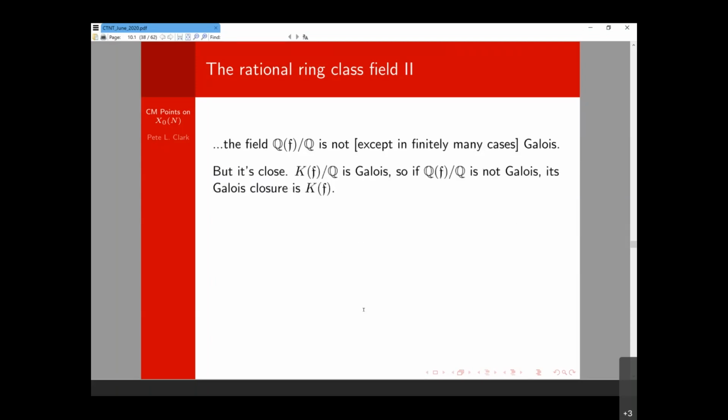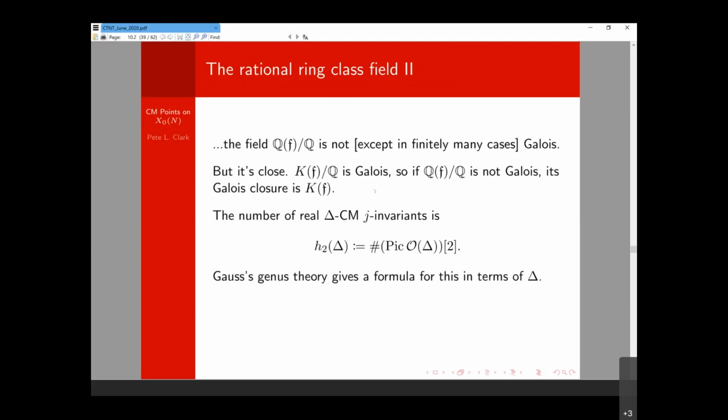Okay, so it turns out that this is not so hard to resolve. The regular ring class field is well known to be Galois, usually not abelian, but always Galois over Q. And so if you think about it, the Galois closure of your number field is the intersection of all the finite Galois extensions of your field. So I have a field which I'm telling you probably isn't Galois, but it sits inside a Galois number field of index 2. And so therefore, if it's not Galois, its Galois closure has to be the ring class field.